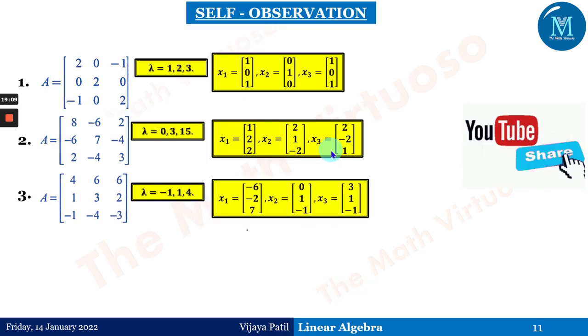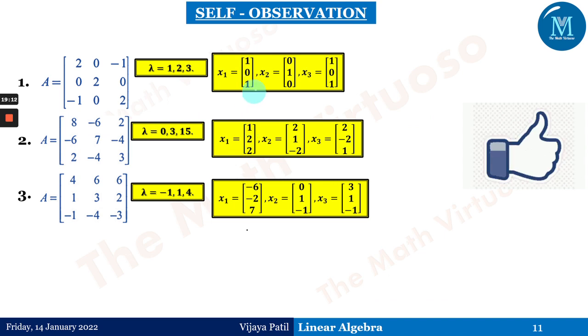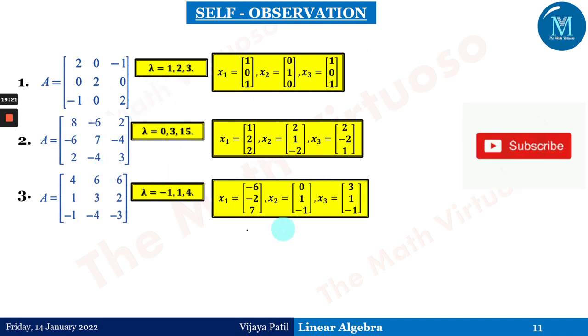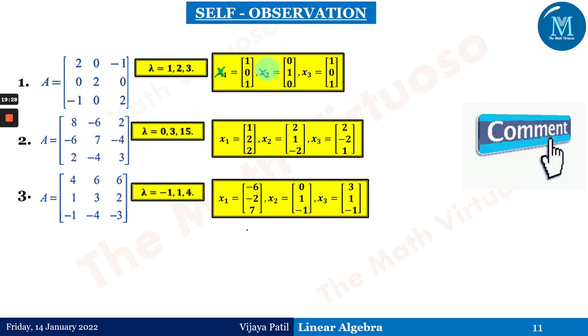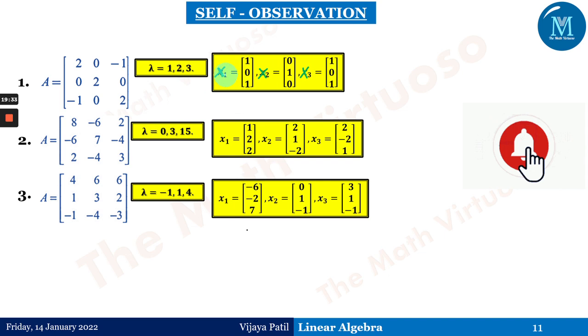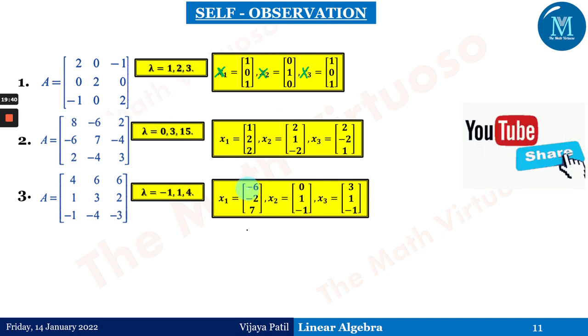And this is one of my favorite slides, the self-observation slide, wherein I have given you 1, 2, 3 different matrices along with the lambdas and the x1, x2, x3 values. Please consider these as capital X1, capital X2 and capital X3 values. That means these are our eigenvectors corresponding to 1, 2 and 3 respectively. Please do solve, go through the session. If you are not getting it, go back and pause it again.